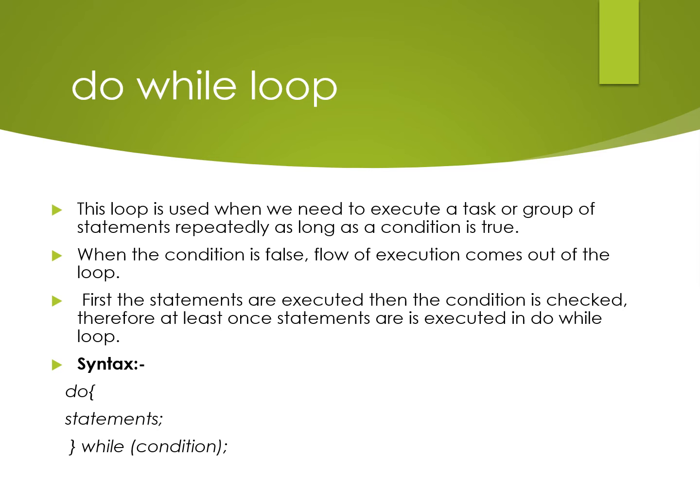Now we come to the do while loop. This loop is used when we need to execute a task or group of statements repeatedly as long as a condition is true. When the condition is false, the flow of execution comes out of the loop. First the statements are executed, then the condition is checked. Therefore, at least once the statements are executed in a do while loop. Now the syntax is like: do, and then statements will be there, and then while, and inside brackets there will be the condition.